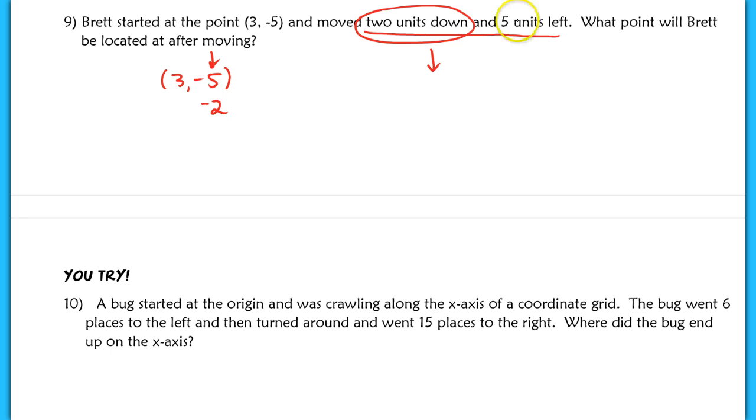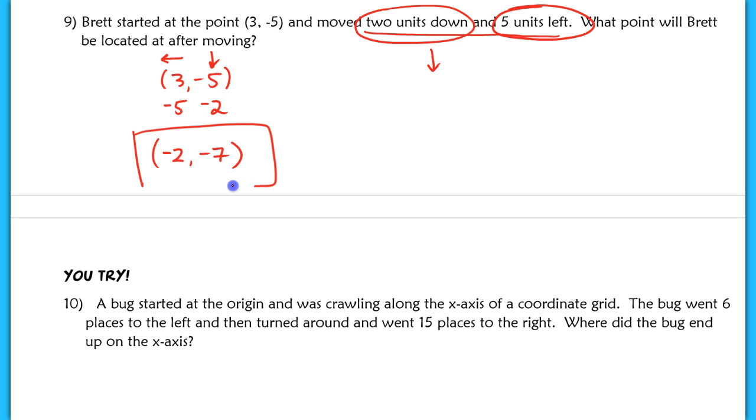Then it says he moved 5 units left. Remember, for the moving left, that affects the x. So moving left means we're subtracting 5 from the x value. So if I do that, I have 3 minus 5, which gives me -2, and -5 minus 2, which gives me -7. So Brett is located after moving at the point -2, -7.